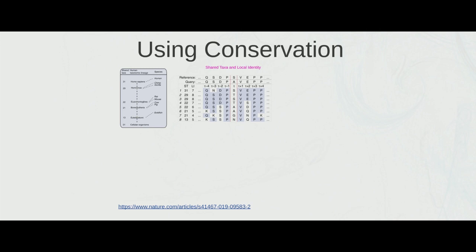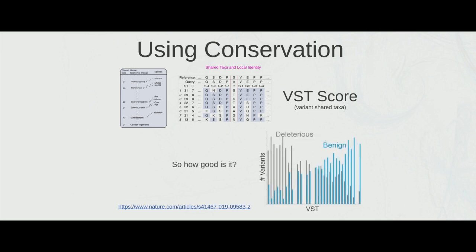And they use a combination of the shared taxa and local identity to build what they're calling a variant shared taxa score. It works fairly well. So they did this against a benchmark set of variants that are already known in ClinVar to be pathogenic, aka deleterious, or benign. And what you can see is that high VST scores tend to go along with benign, and low VST scores tend to go along with deleterious.